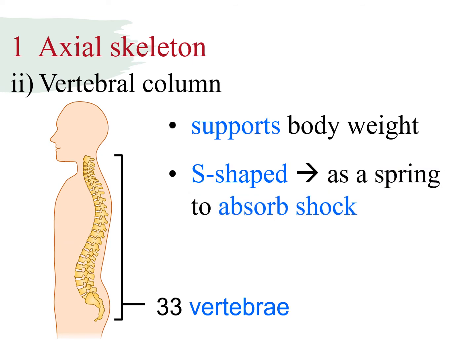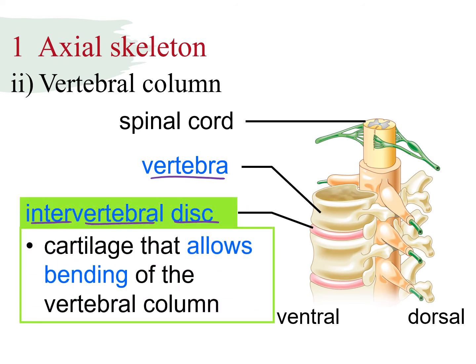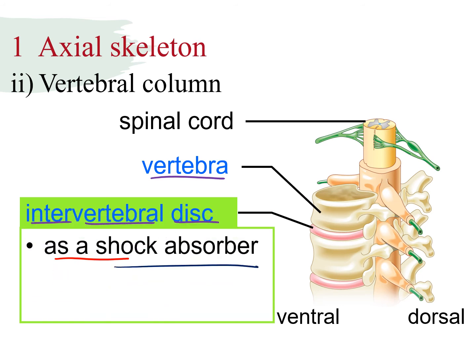The axial skeleton also consists of the vertebral column. The vertebral column helps to support the body weight. It is S-shaped, so it acts as a spring to absorb shock. The vertebral column has 33 vertebrae. It protects the spinal cord, and is made up of 33 vertebrae and the intervertebral disc. What is the intervertebral disc? They are actually cartilage that allows the bending of the vertebral column, such as when you bend down a little bit, the intervertebral disc, the cartilage, will be compressed slightly. It helps to act as a shock absorber.